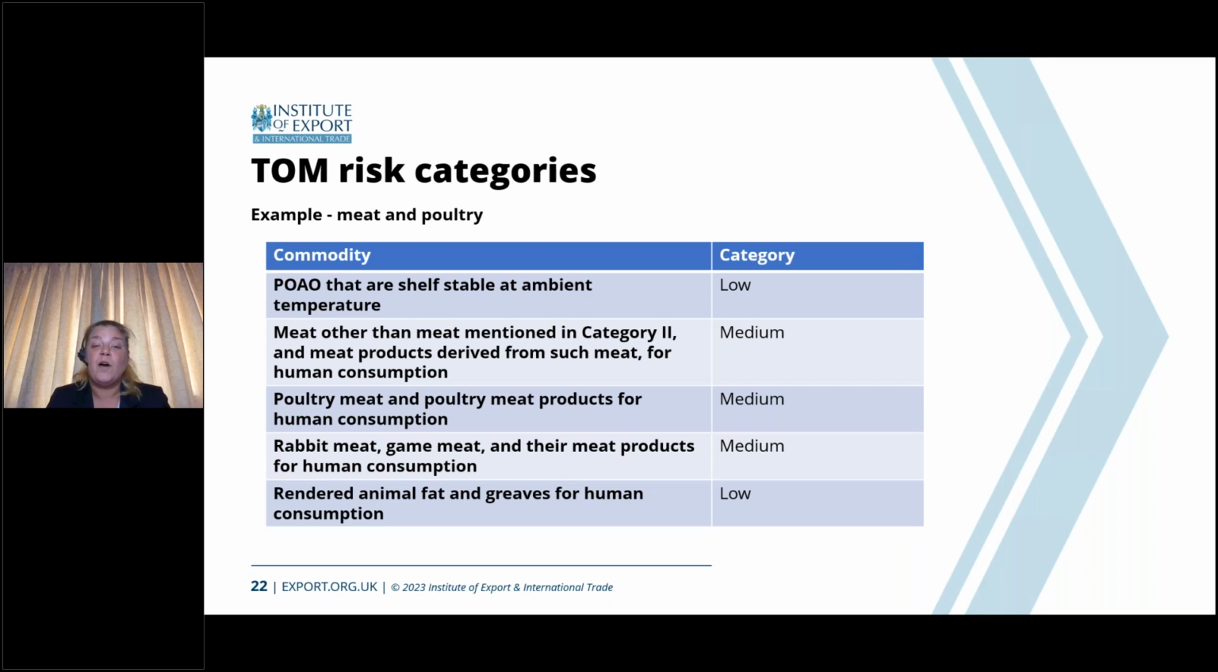All of these will require pre-notification within traces and IPAFs as well. Next slide, please.